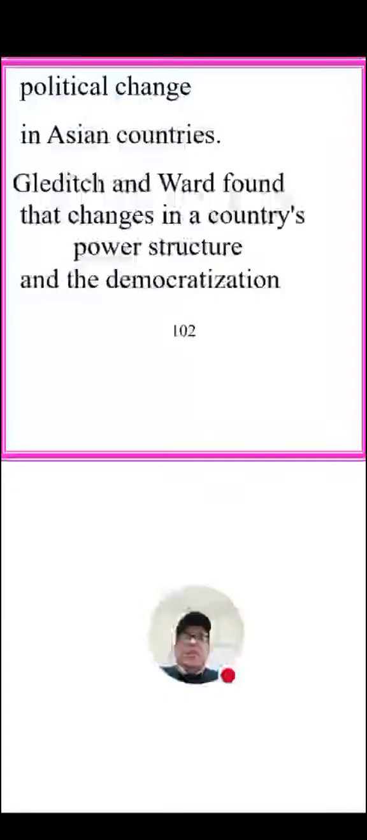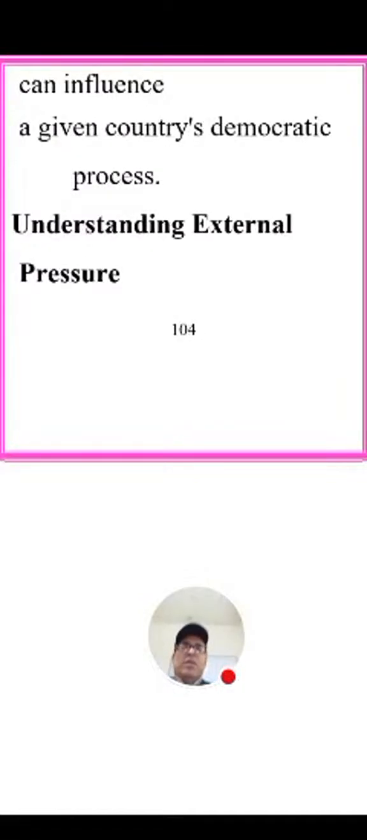Gladich and Ward found that changes in a country's power structure and the democratization process are often affected by outside forces. Events happening in other countries and regions of the world can influence a given country's democratic process.